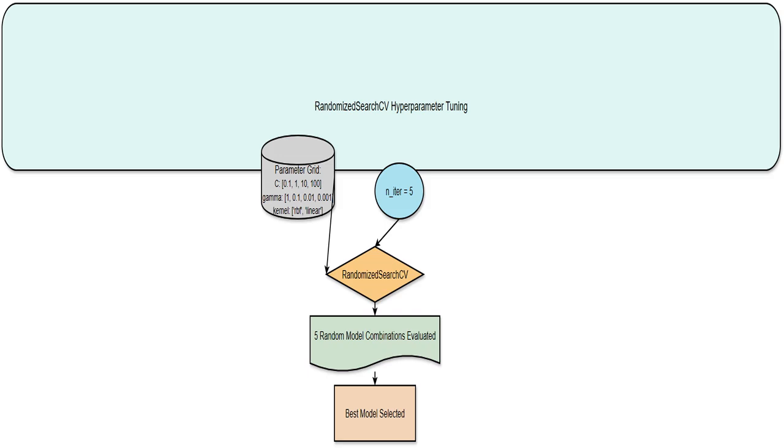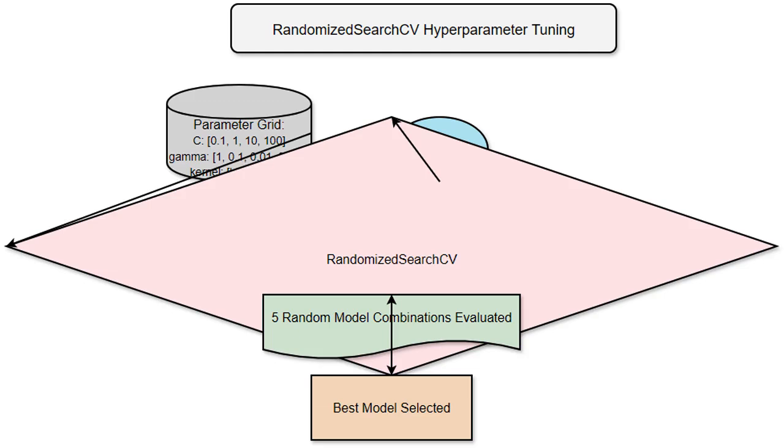This tells the RandomizedSearchCV how many random combinations of hyperparameters to try. We are only going to test 5 combinations out of all the possible combinations, not all of them.